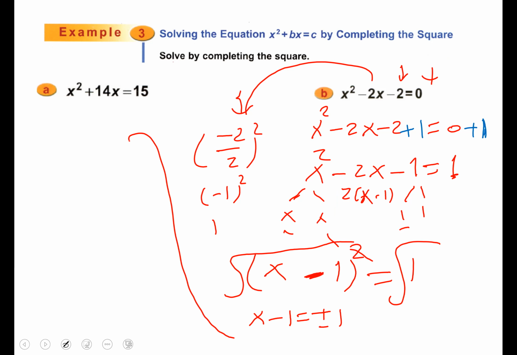And let's come here, guys, to find the value of x. The first, you can say x minus 1 equals 1, or x minus 1 equals negative 1.